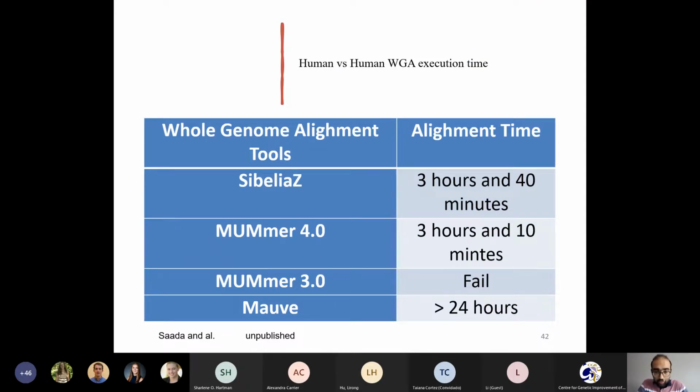I was talking a few minutes ago about the use of your personal computer. Here, when I was in China, I did a human versus human whole genome alignment using 4 whole genome alignment tools. And as you can see, there are 2 tools.